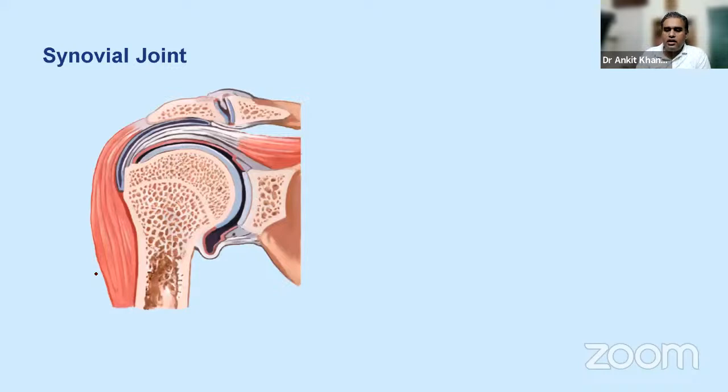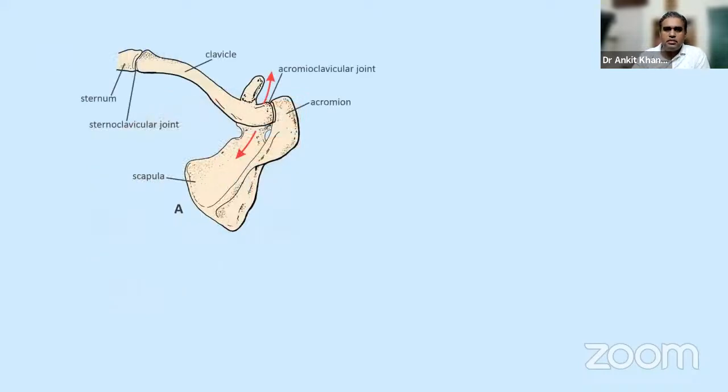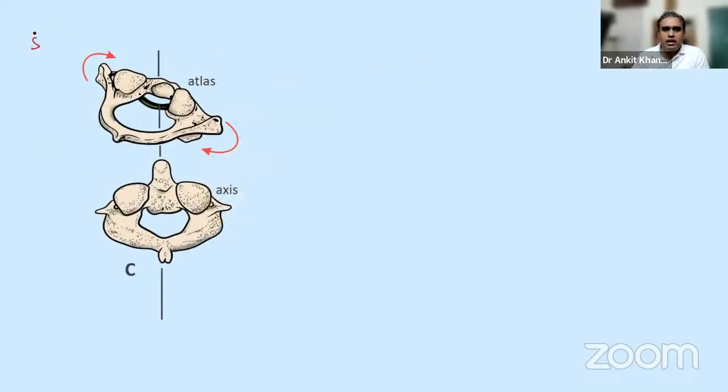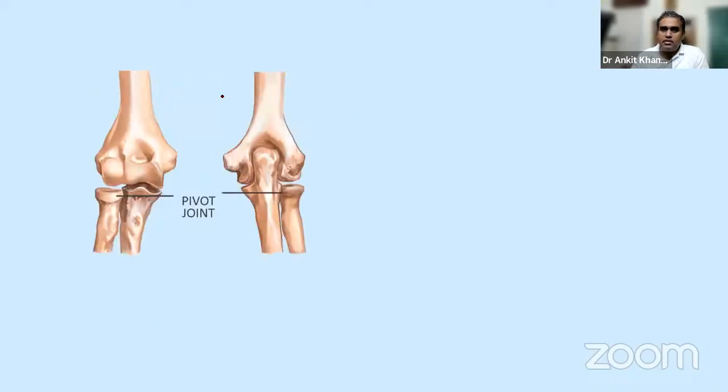I explained to you in detail how the synovial joint is formed. Now see some examples. Sternoclavicular. Now these are all examples of synovial joints. Which variety of synovial? Saddle. Acromioclavicular. This is again a plane variety, but they are all synovial only. Next example, again synovial. Atlas axis, which joint? Pivot joint. Comes under uniaxial. One axis only.